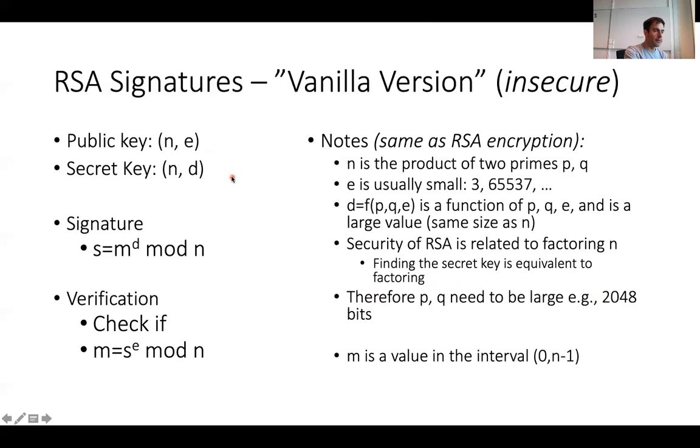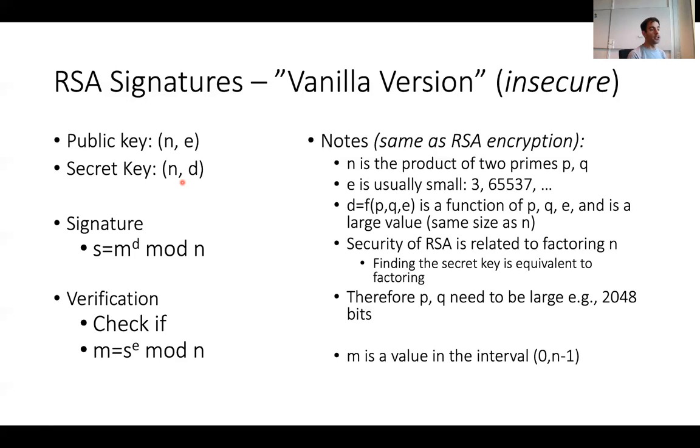And this, with the vanilla version of RSA signatures, we're going to sign messages which are in the interval 0 to n-1. Again, this version of RSA signatures will be insecure, and we'll see why in a second. But what is the intuition of RSA signatures? The intuition is that the person with the secret key can apply some function to the message, which only the person that has the secret key can apply.